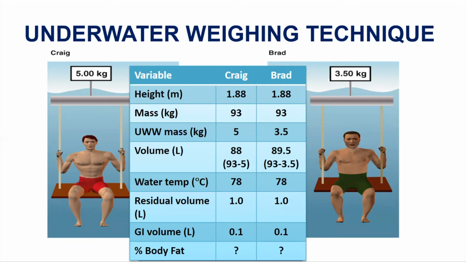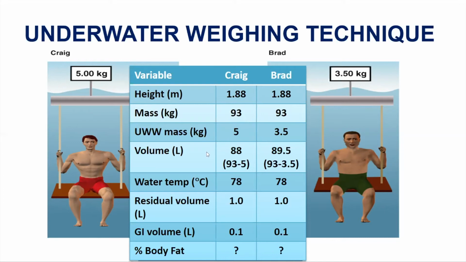So we're going to take an example of Craig and Brad. They are both the same height. They both weigh the same on land, but their mass underwater is different, where Craig is 5 kilograms underwater and Brad is 3.5 kilograms underwater. From this, we can determine that Craig is denser because he's heavier underwater, which we would correctly assume means his body fat would be lower, because fat is buoyant, and the fact that he's heavier underwater suggests that he has more muscle mass or lean body mass.